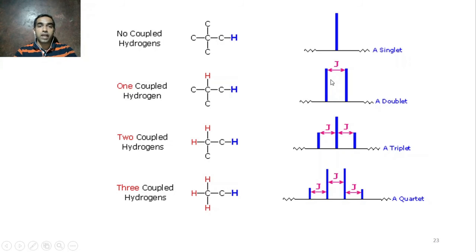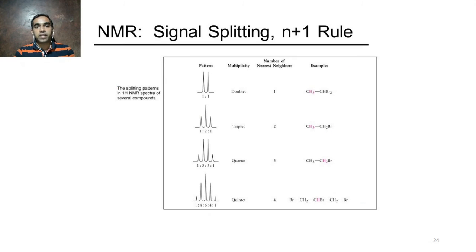Okay, but to calculate the J value, you have to take the delta of this minus this, or this minus this, times the frequency of the instrument. Now, splitting follows the n+1 rule. So it may be asked in the University of Mysore board examination, just to draw how many signals you will get after splitting.